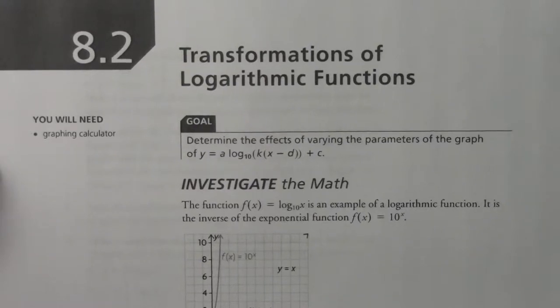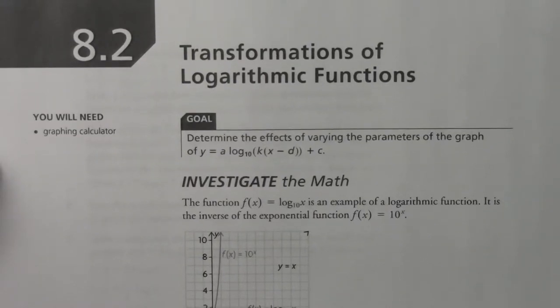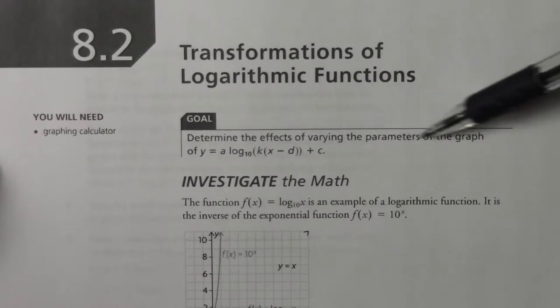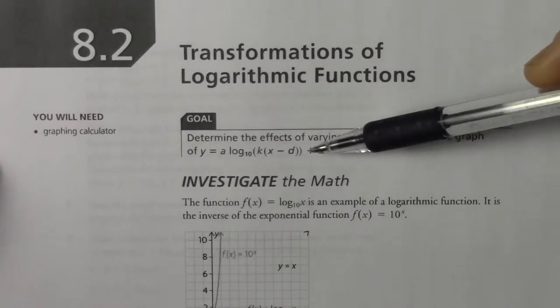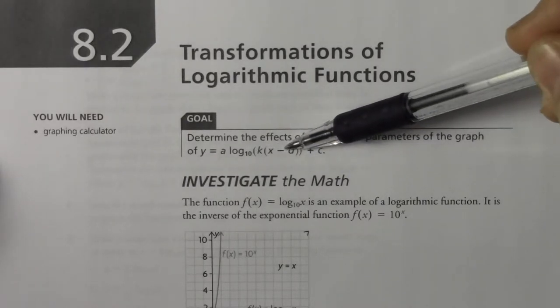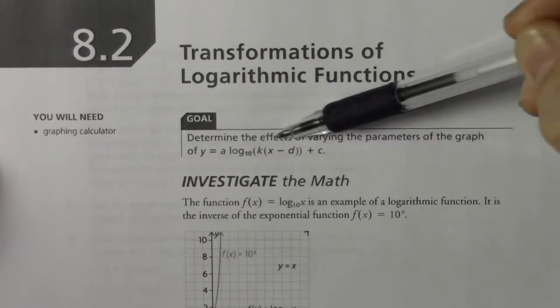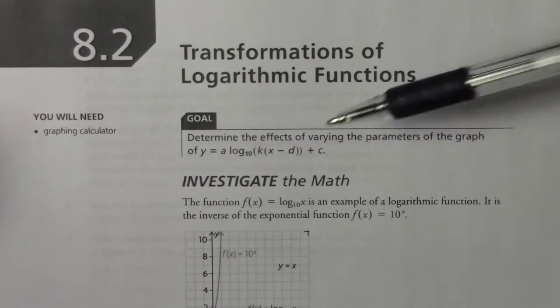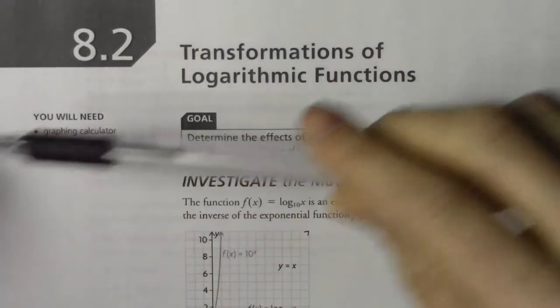Okay, this is 8.2, transformations of logarithmic functions. So our goal is to determine the effects of the varying parameters of the graph. y equals a log 10 (k(x minus d)) plus c. It looks complicated, but this is the same stuff we've been dealing with for all the different functions.